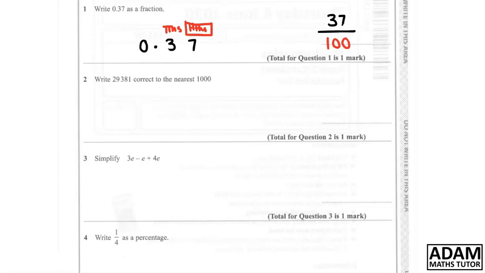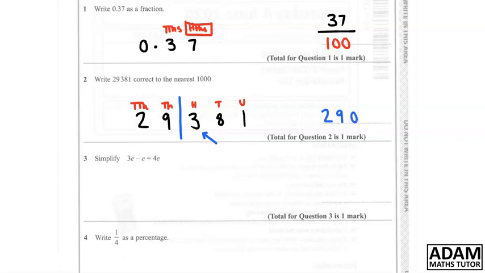Question 2. Round 29,381 to the nearest thousand. This is my units, tens, hundreds, thousands, 10 thousands. Rounding to the nearest thousand means I need to put my line after the thousands column. I look at the next number and decide whether it's 5 or more. If it's not, then I need to round down, so this number would be 29,000.